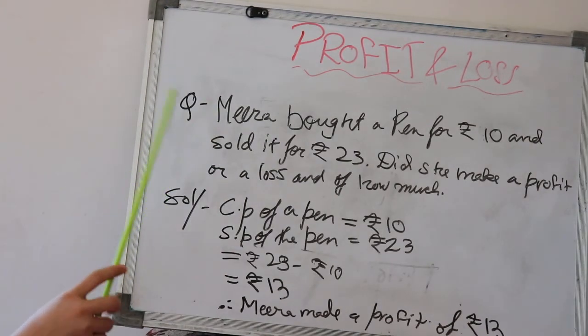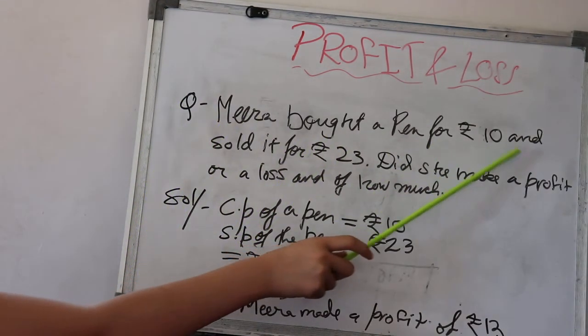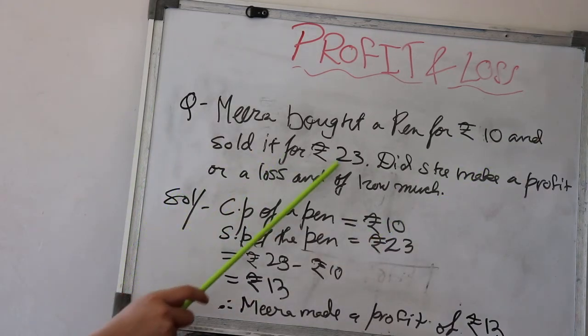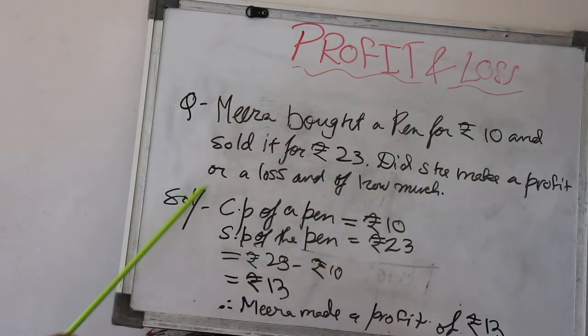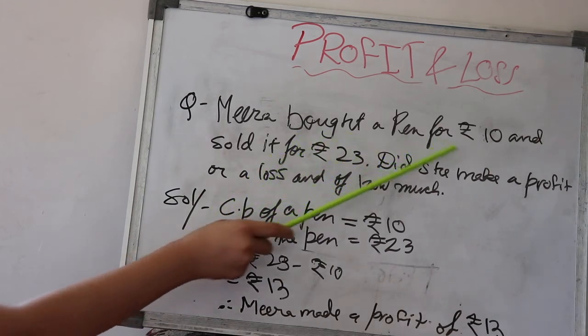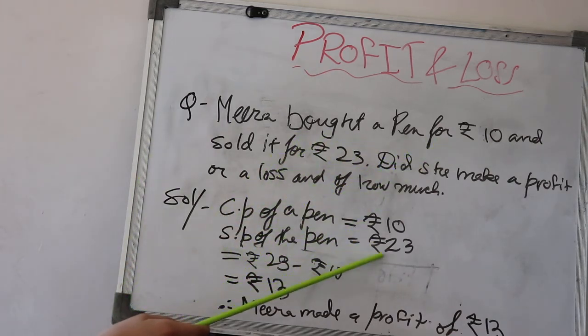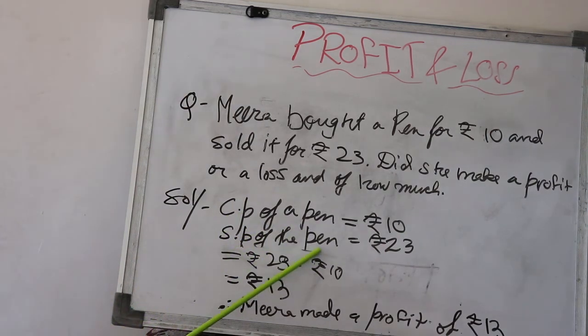So the question was, Meera bought a pen for rupees 10 and sold it for rupees 23. Did she make a profit or a loss, and of how much? The cost price, I will write solution. Cost price of a pen, rupees 10. Selling price of the pen, rupees 23. Here we have profit because selling price is greater than the cost price. So I'll subtract selling price and cost price. That will be 23 minus 10. That will be 13. Therefore, Meera made a profit of rupees 13. Okay.